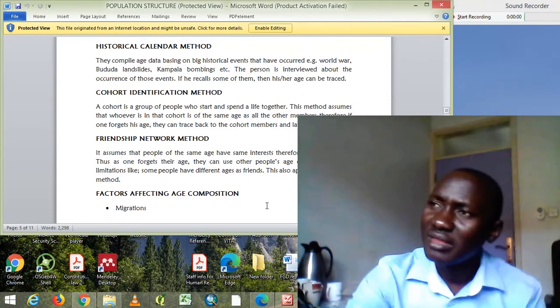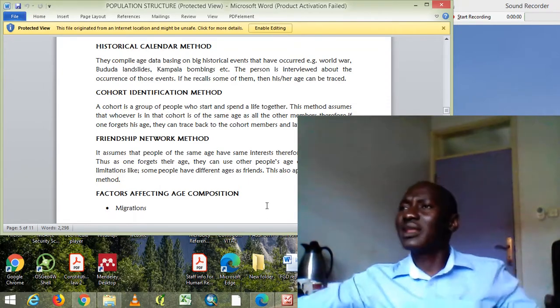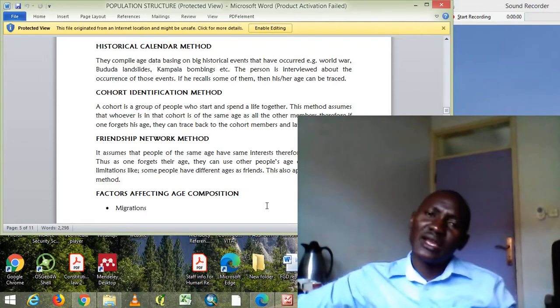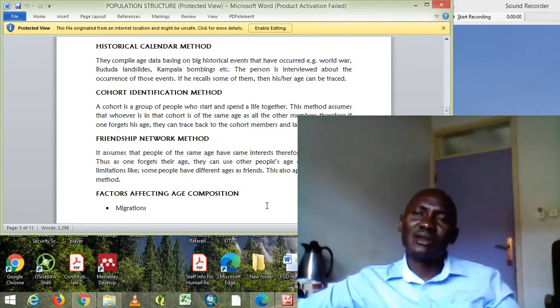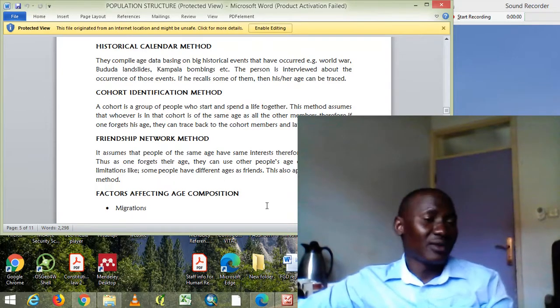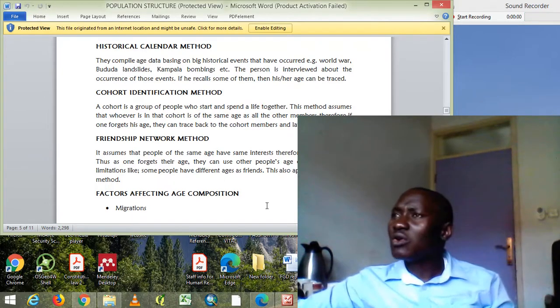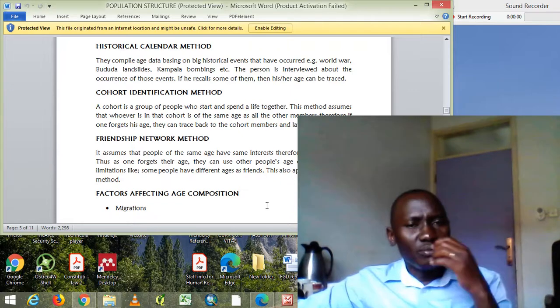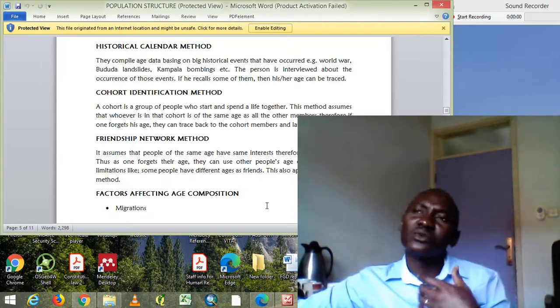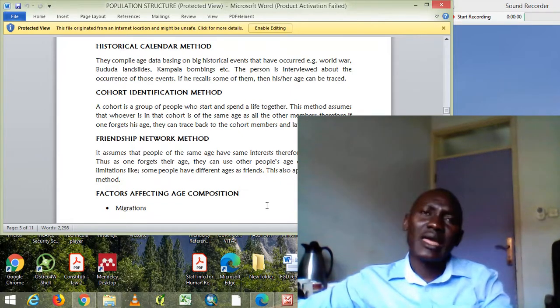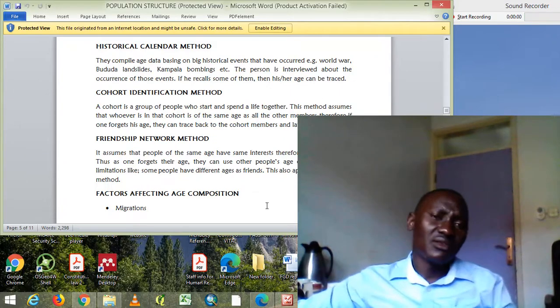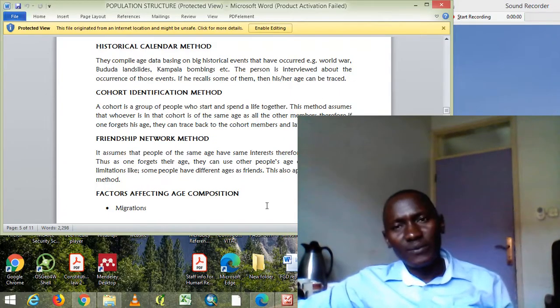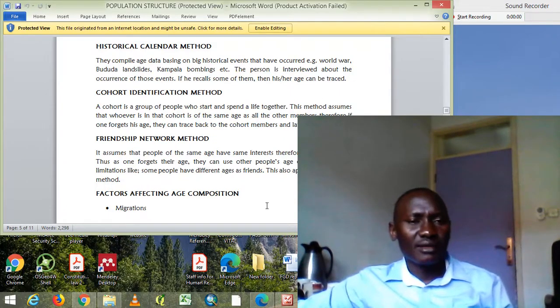It could be that a cohort is people who got married on the same day. And you know, these days we have mass weddings, so you were part of mass weddings. A cohort could be people who graduated from university the same year. A cohort could be people who joined the civil service the same year. So you begin life and spend it together. So by tracing one member of that cohort, I am able to tell the age of the other members of that cohort. And then we have the friendship network method.